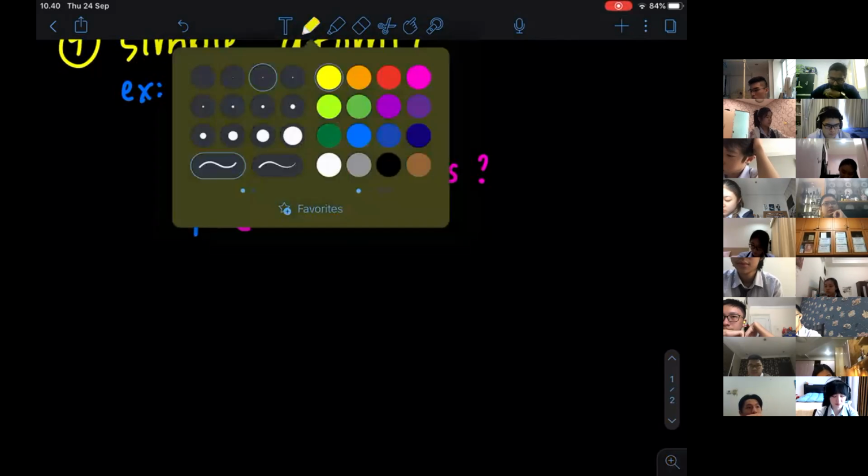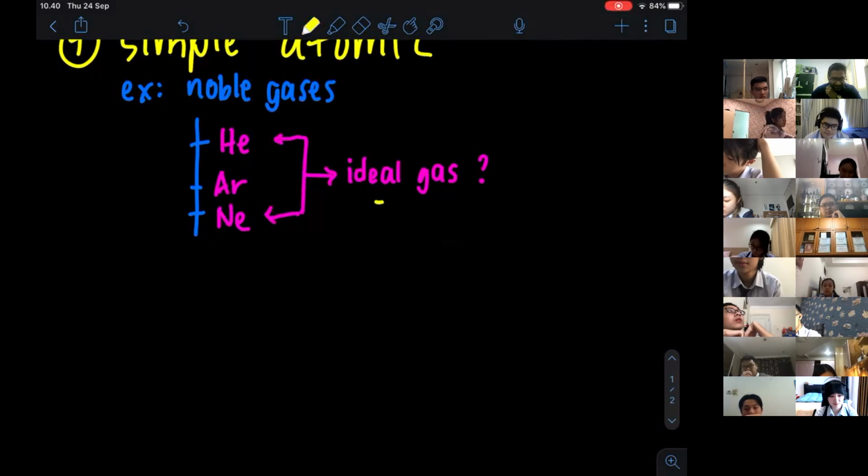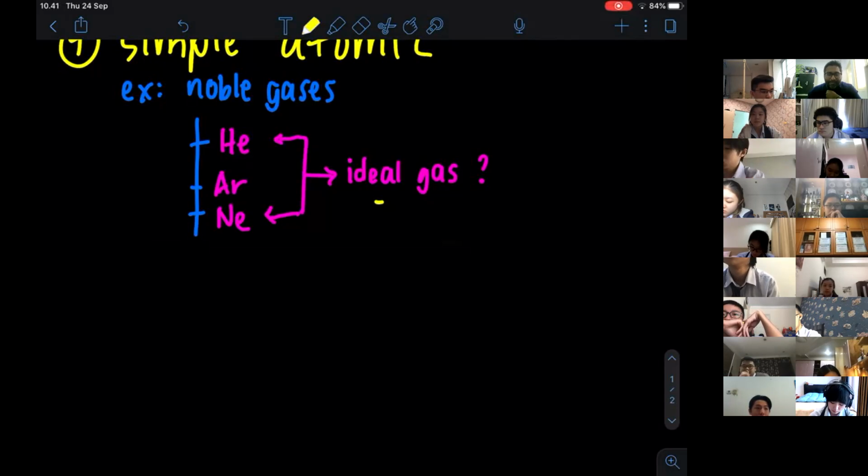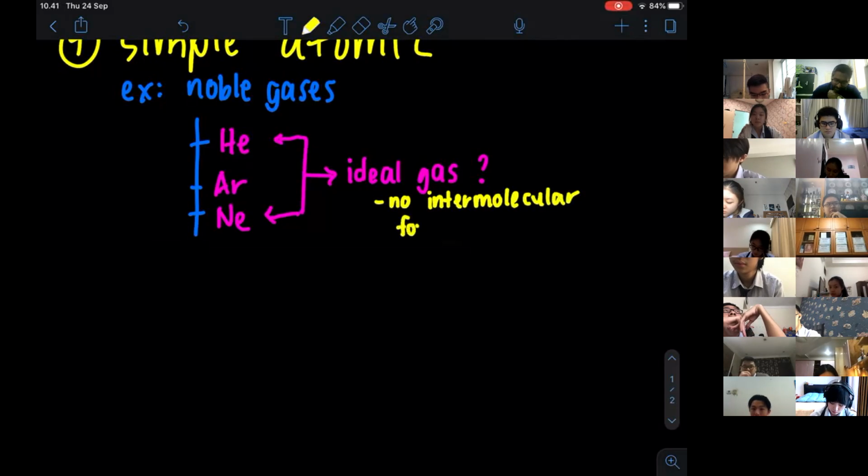Because they're simple atomic. Yes, they are simple atomic, but please go deeper into the assumptions that are made for an ideal gas. In order to be an ideal gas, what do you need to have? No pairs or intermolecular forces. Okay, no intermolecular forces. In this case, what is the force of attraction between helium atoms and neon atoms?